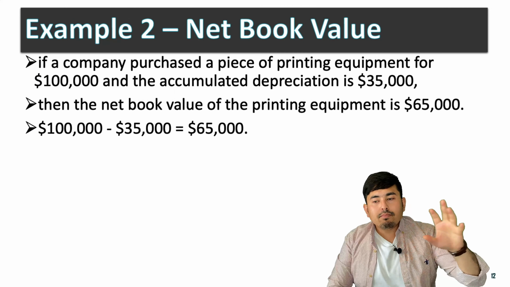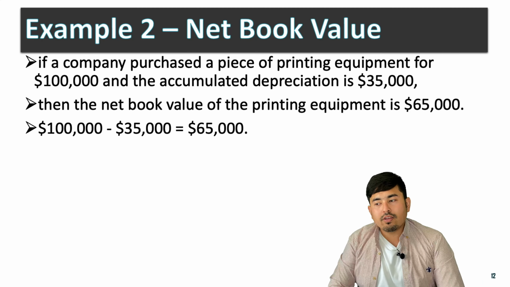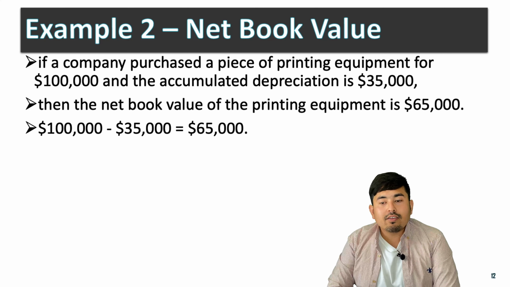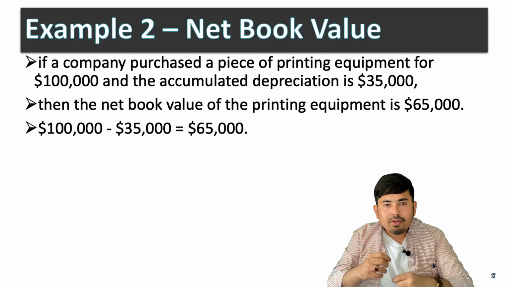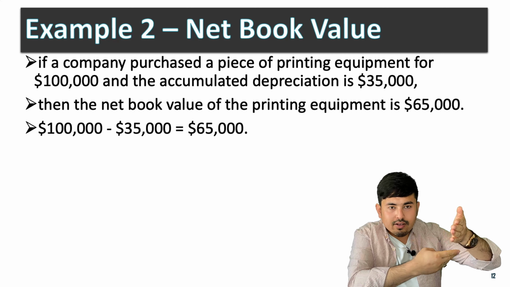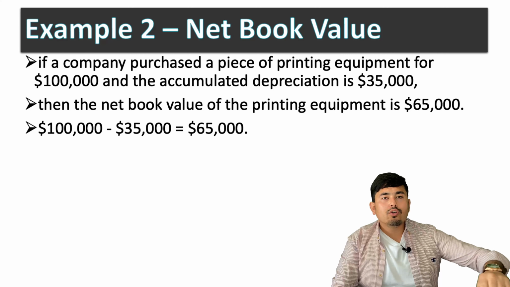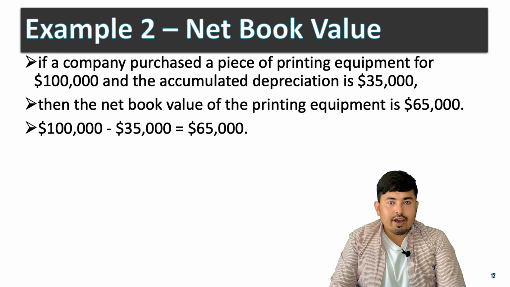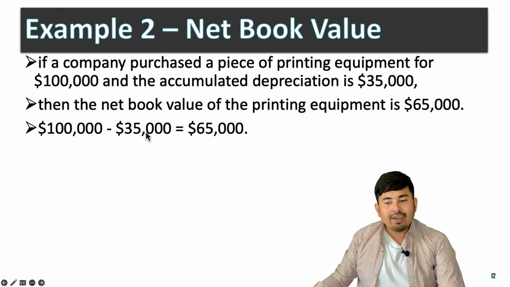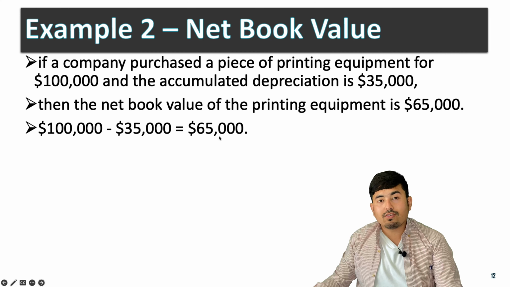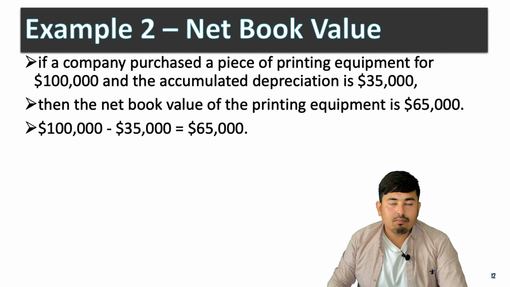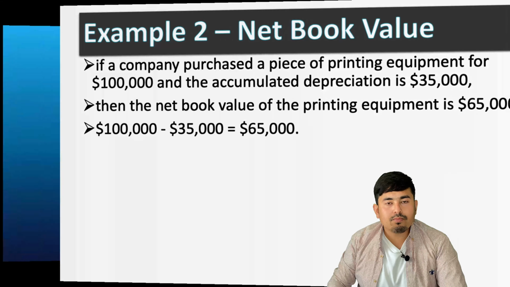Example 2. If a company purchases a piece of printing equipment for $100,000 and the accumulated depreciation is $35,000, what will be the net book value? It's very easy. I told you, the total amount minus the accumulated depreciation, you will reach the net book value or the carrying value. So 100,000 minus 35,000, you will reach 65,000, which is the net book value, or call it carrying value.